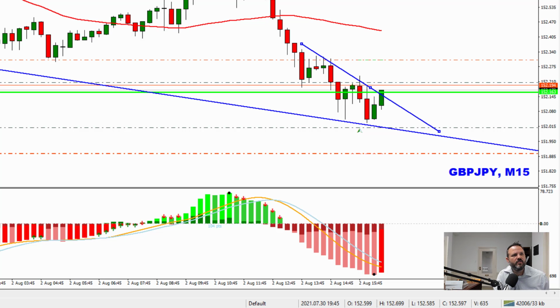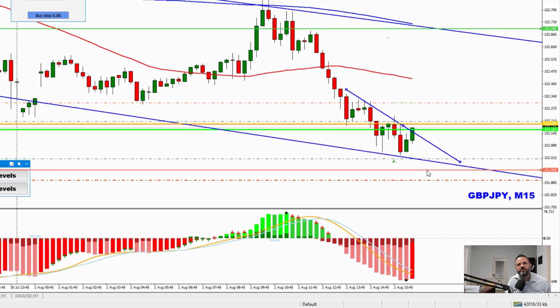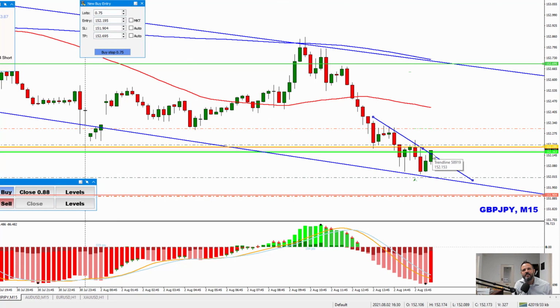So I'm going to add a position here because it didn't trigger. This did not trigger, but now I'm breaking. See how it's breaking that? So let's put our stop right where it was at. And it's breaking this level, and so I'm just going to add another buy, but I'm going to do it on market.